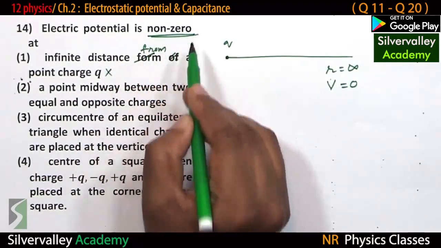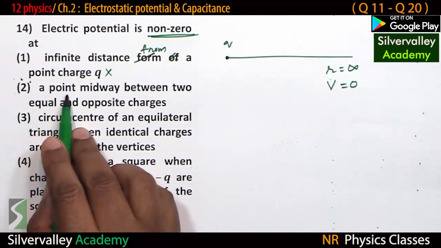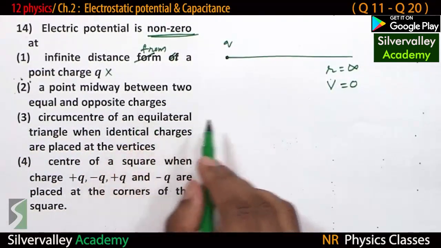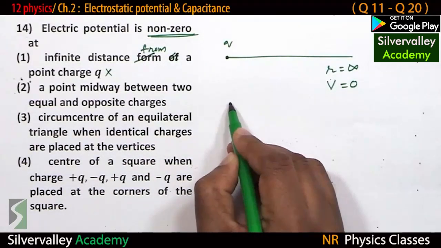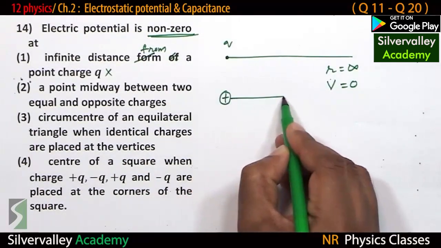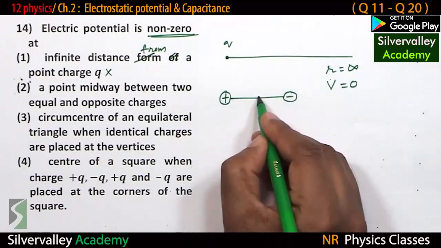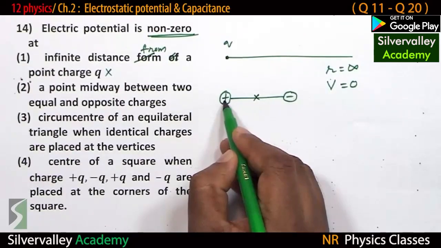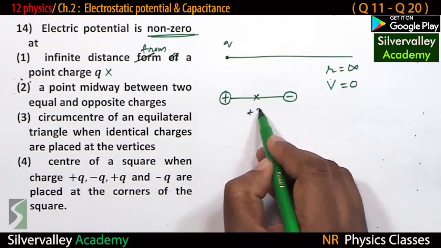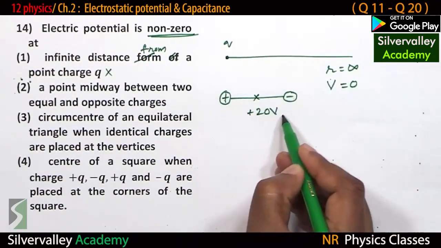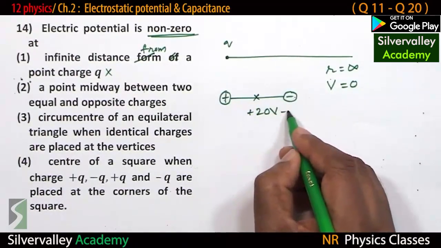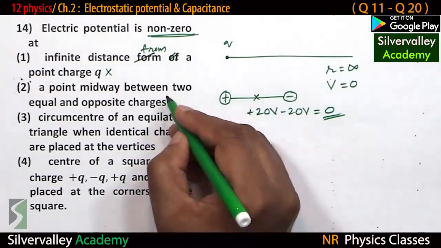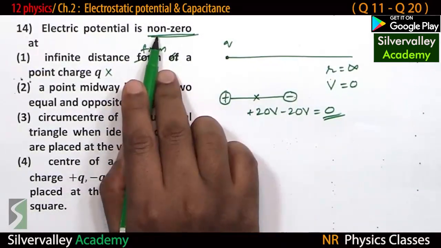We want non-zero. A point midway between two equal and opposite charges. This is plus, this is minus. Midway between these two charges means the potential due to the positive charge is plus 20 volt, say 20 volt. Potential due to the negative charge is minus 20 volt. So the resultant is 0. So we want non-zero.